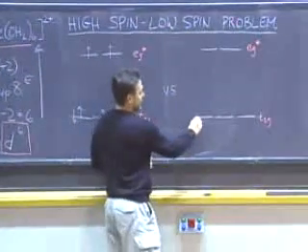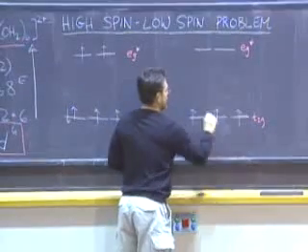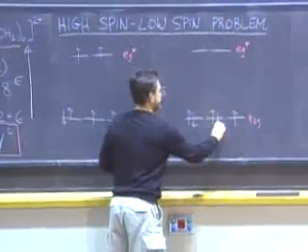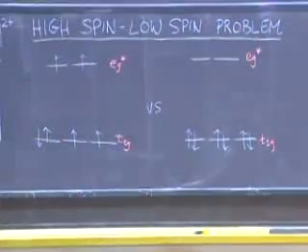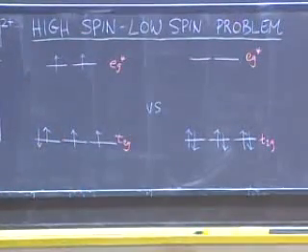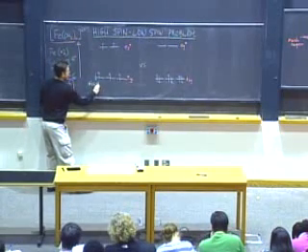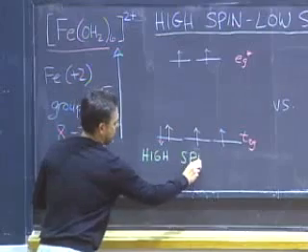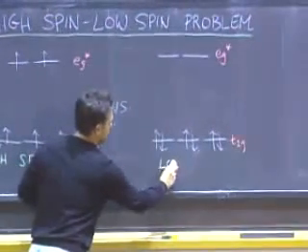And finally, we could populate the diagram this way. Okay. The case on the left is what we call high spin. The case on the right is what we call low spin.